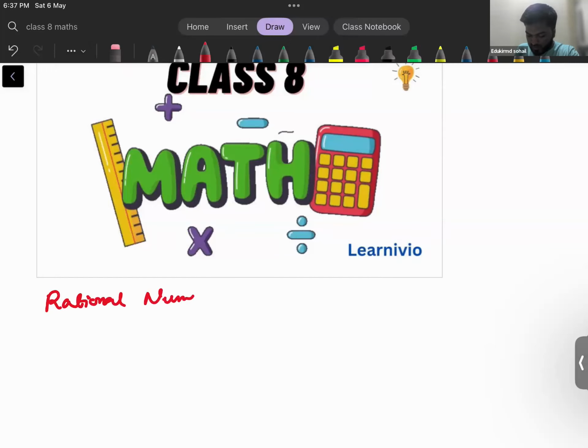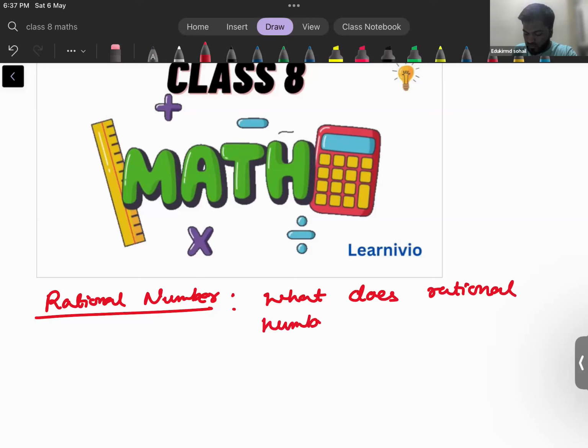So you have already completed rational number. Do tell me what you mean by rational number. Can you define rational number? A number which can be written in the form of p by q, where p and q are integers and q is not equal to zero, is a rational number.